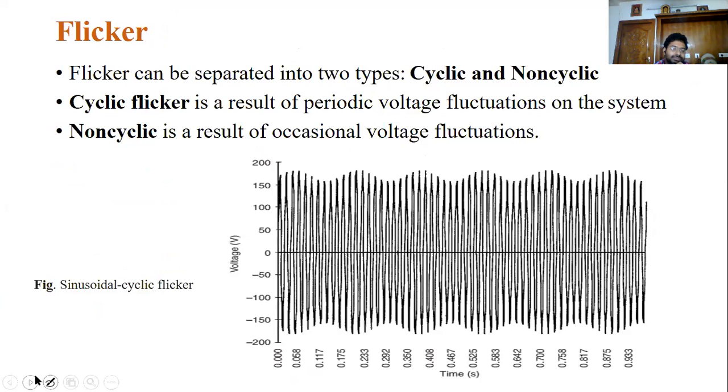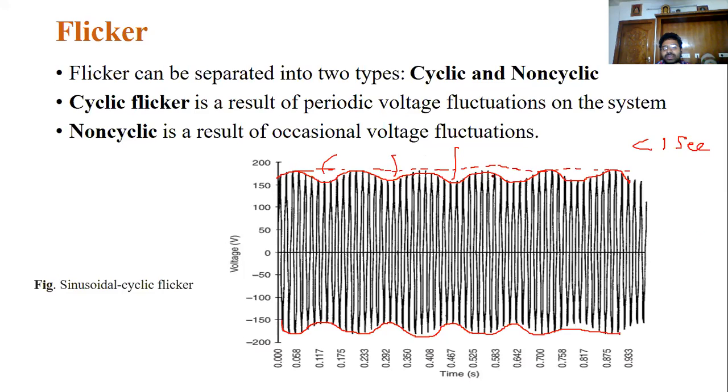How does flicker happen in the system? What are the reasons behind it? We can divide flickers into two categories: cyclic flicker and non-cyclic flicker. Now we can see this in 1 second, at 50 Hz frequency. You can observe how many flickers we get. These are the gaps, these are the voltage changes: voltage change, voltage change, voltage change. For 1 second, up to 0.9993 seconds, you will observe 1, 2, 3, 4, 5 voltage dips.